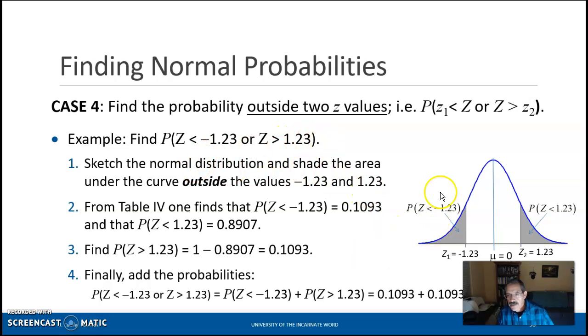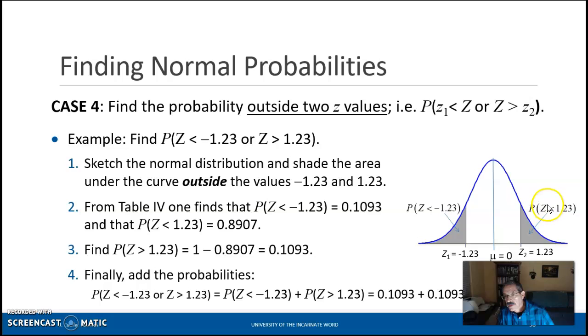Again, always sketch a normal distribution. Now, you know that these z values are multiples of standard deviation, so you think of the empirical rule and you can more or less locate where these values are. It's not important that you mark them exactly. What is important is to realize what areas of probability you're interested in calculating. So the probability that z is less than minus 1.23 is this part right here. And the probability that z is bigger than z2, in this case bigger than 1.23, is the probability to the right of the z value.